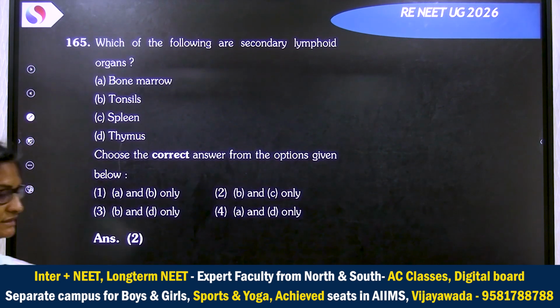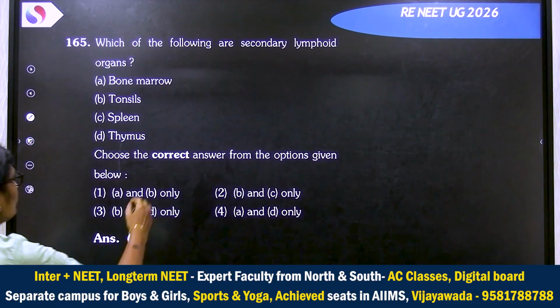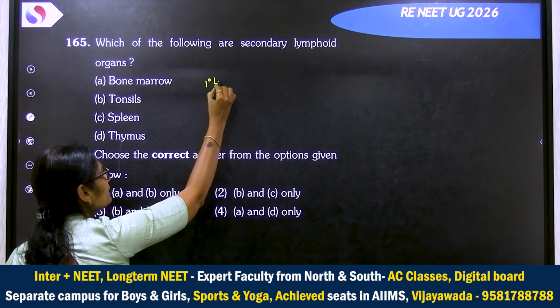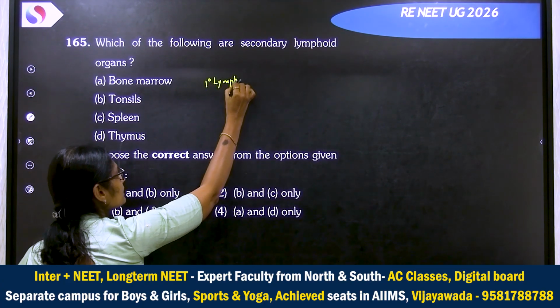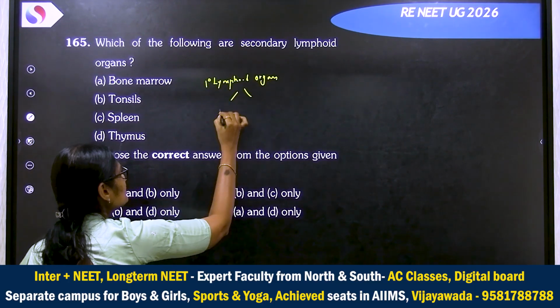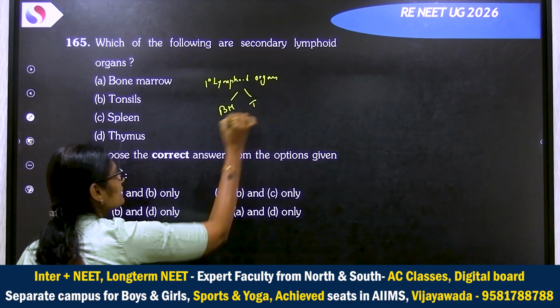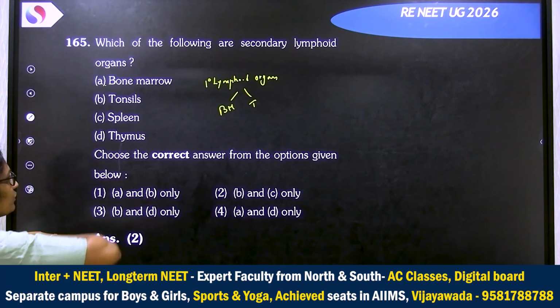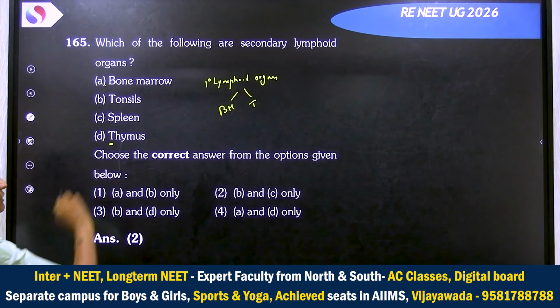Which of the following is a secondary lymphoid organ? This is the bit from human health and disease. Now, what will be acting as primary lymphoid organs? One is bone marrow and the other one is thymus. These two act as primary lymphoid organs. So bone marrow comes under primary lymphoid organ, thymus comes under primary lymphoid organ.